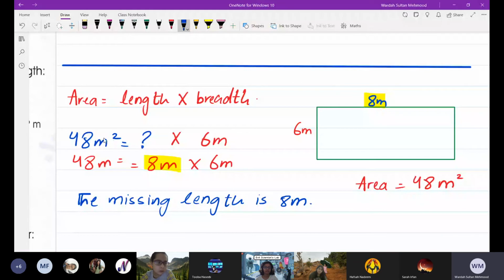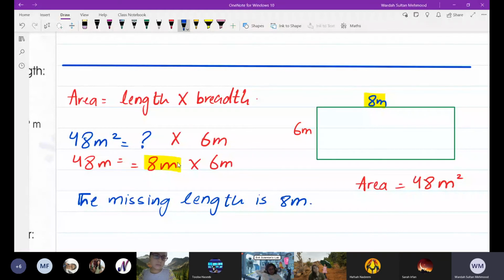Girls, when do you ask this question from yourself? That 6 times what gives me this? 7 times what gives me this? In division, right? That's how you solve a division question. So you can even solve this as division. 48 divided by 6 equals 8. But the same thing. Even if you're going to divide, you're going to ask yourself this question.